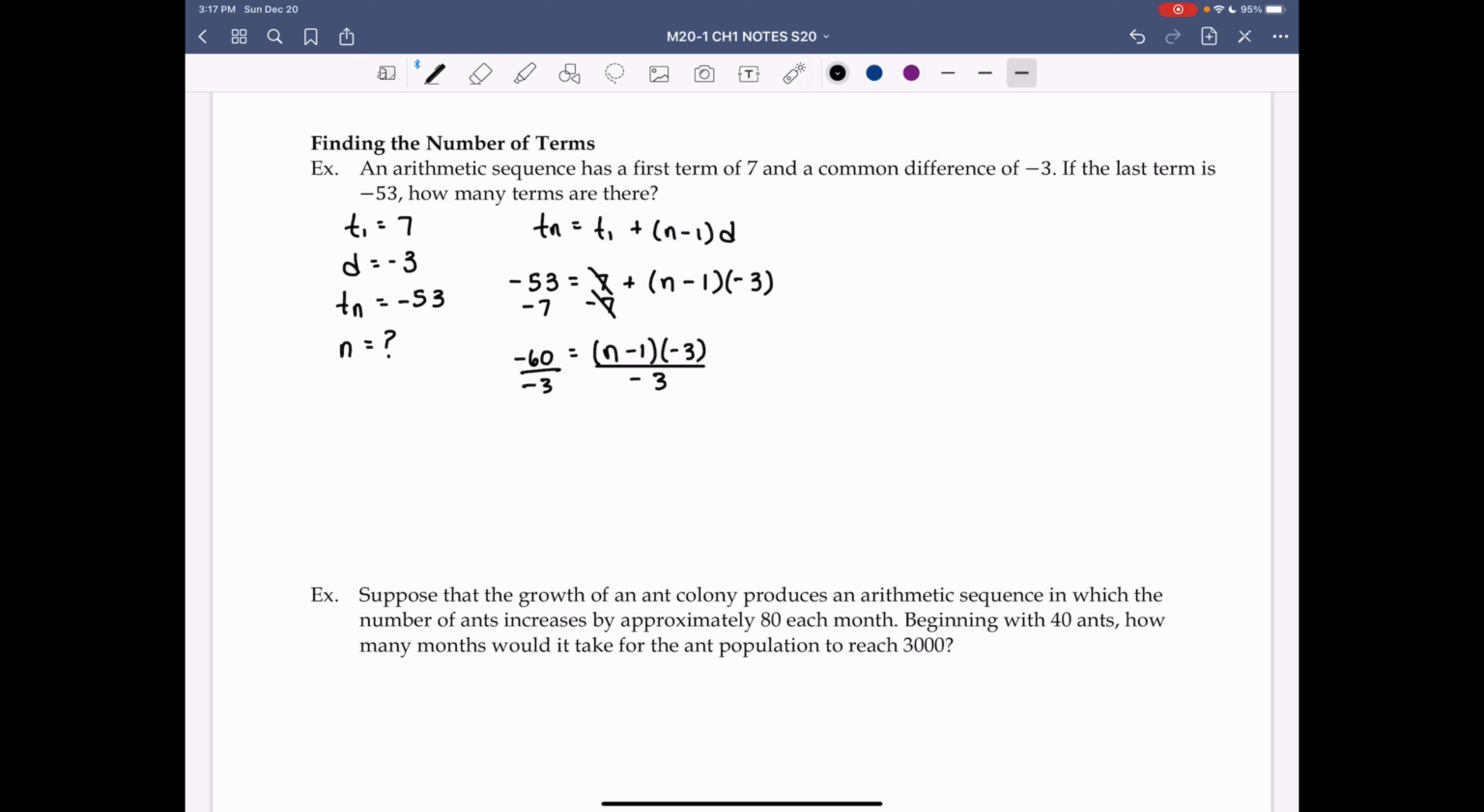Negative 60 divided by negative 3 is positive 20. That equals n minus 1. And add 1 to both sides. We get n equals 21.